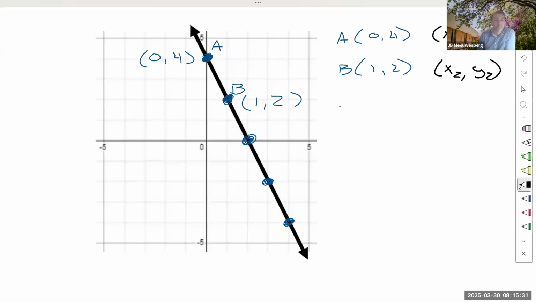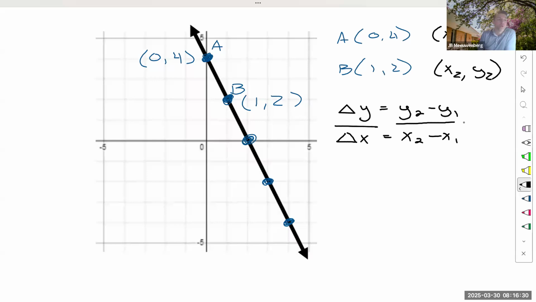If we want to find the change in the horizontal distance, or the change in the x values, we would do that by taking x sub 2 minus x sub 1. And if we want to find the change in y, we would take y sub 2 minus y sub 1.